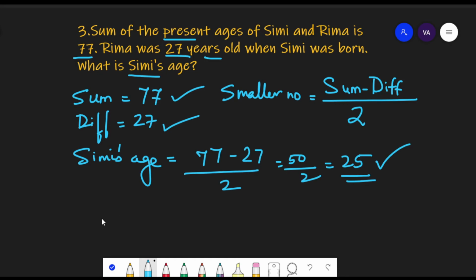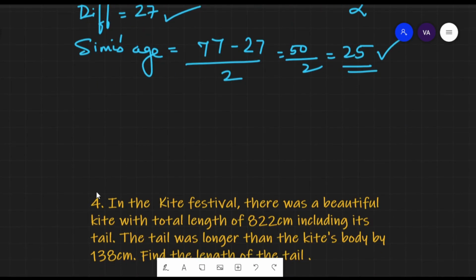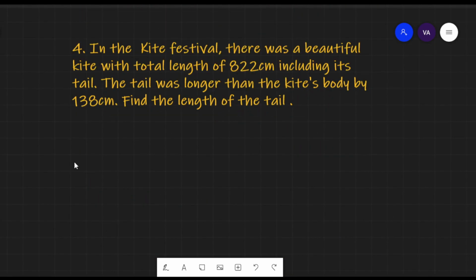Okay, so by now I hope you have understood how to identify sum and difference problems and how to find the answers to the problem. When we are required to find a smaller number, we just subtract the difference from the sum and divide by 2. And when we are required to find a bigger number, we add the sum and difference and divide by 2. Let us see if you can solve this next problem.